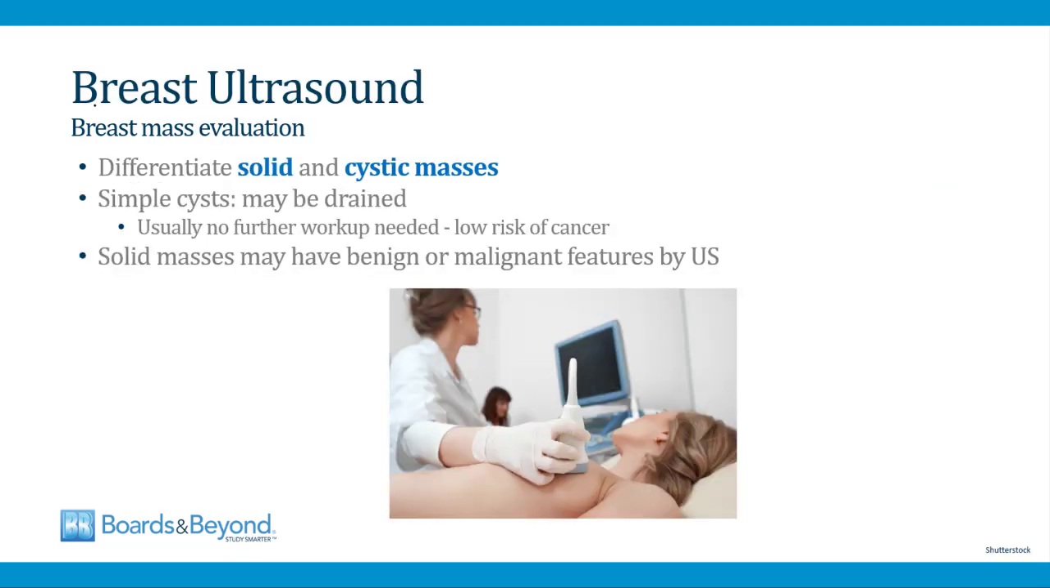Okay, so now that we've talked about mammography, let's talk about using breast ultrasound as part of a breast mass evaluation. So ultrasound is excellent at differentiating solid from cystic masses. And later in this video, we'll talk about simple cysts, but they're a common cause of a breast mass. They can often be drained once you identify them by ultrasound, and usually once you do this, no further workup is needed because there's a very low risk of cancer. If ultrasound identifies a solid mass, this can have benign or malignant features by ultrasound, and this can help you decide whether or not to do a biopsy.